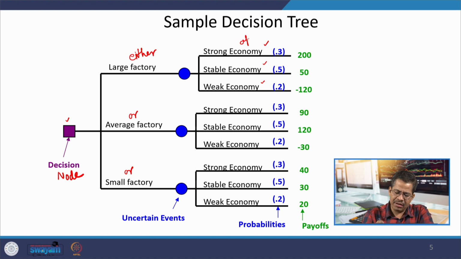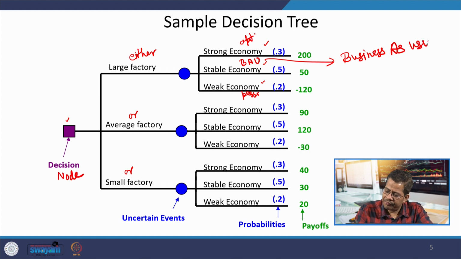You can say optimistic, pessimistic and BAU. A stable economy is represented as BAU. BAU means business as usual. So, these are the three scenarios which are possible. I do not know which scenario will be there. Based on various estimates, I have the probabilities: the chances of a strong economy are 30%, a stable economy, business as usual, 50%, and a weak economy 20%.